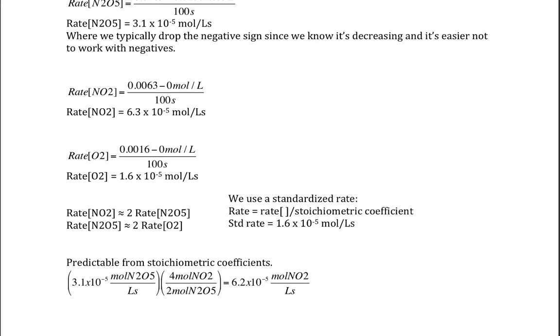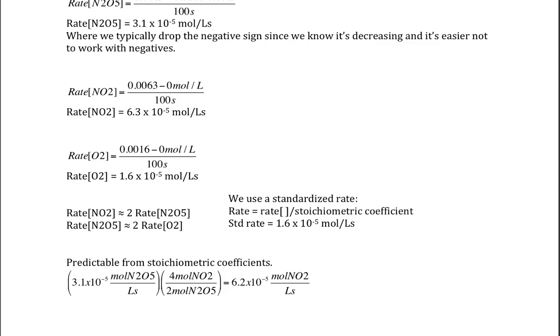So we have 0.0063 minus 0 moles per liter divided by the 100 seconds. We get 6.3 times 10 to the minus 5 moles per liter seconds. And then for the O2, we do a similar calculation. 0.0016 minus 0 divided by 100, we get its rate to be 1.6 times 10 to the minus 5 moles per liter seconds. Now notice that the rate of the N2O5 is about half the rate of the NO2.